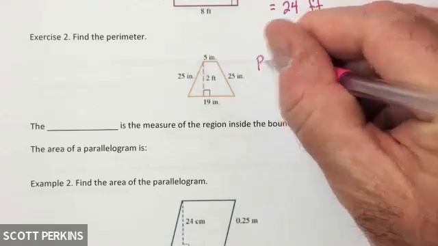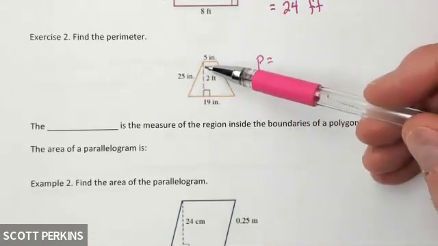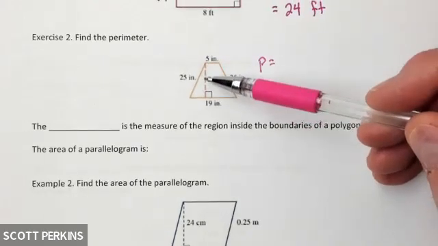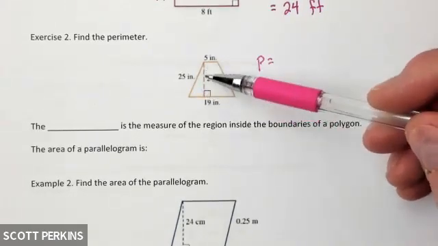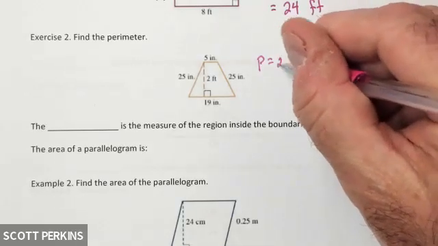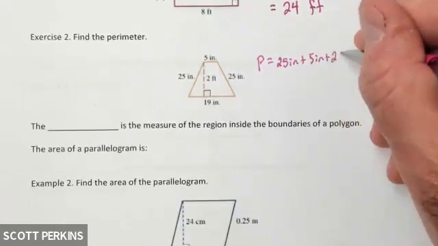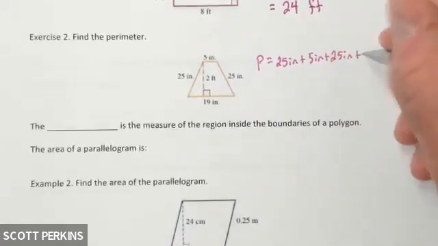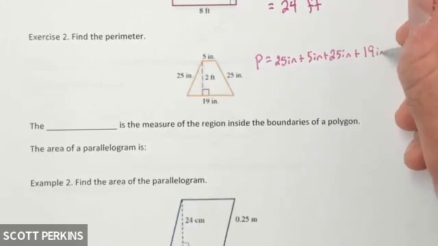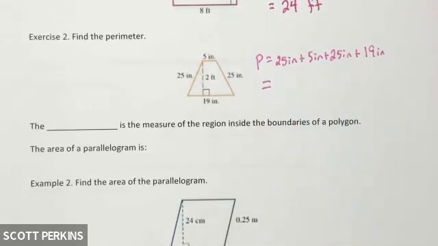Okay, so once again, the perimeter is all of those things on the outside. I'm not going to include this measurement inside. It's just telling me what the distance between the top and the bottom is. So I'm just going to start over on the left with 25 inches and then plus 5 inches, plus another 25, and then plus 19. And so that means the perimeter turns out to be perfect.